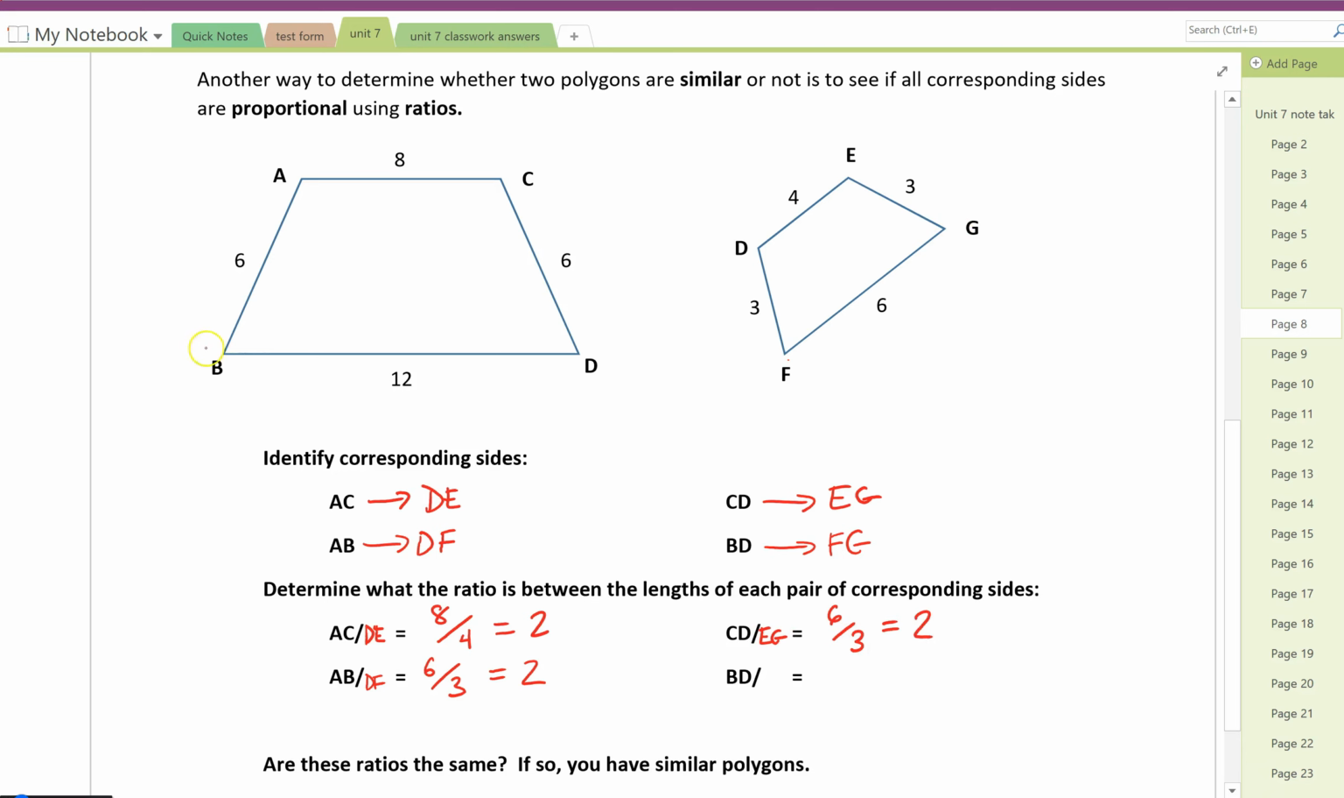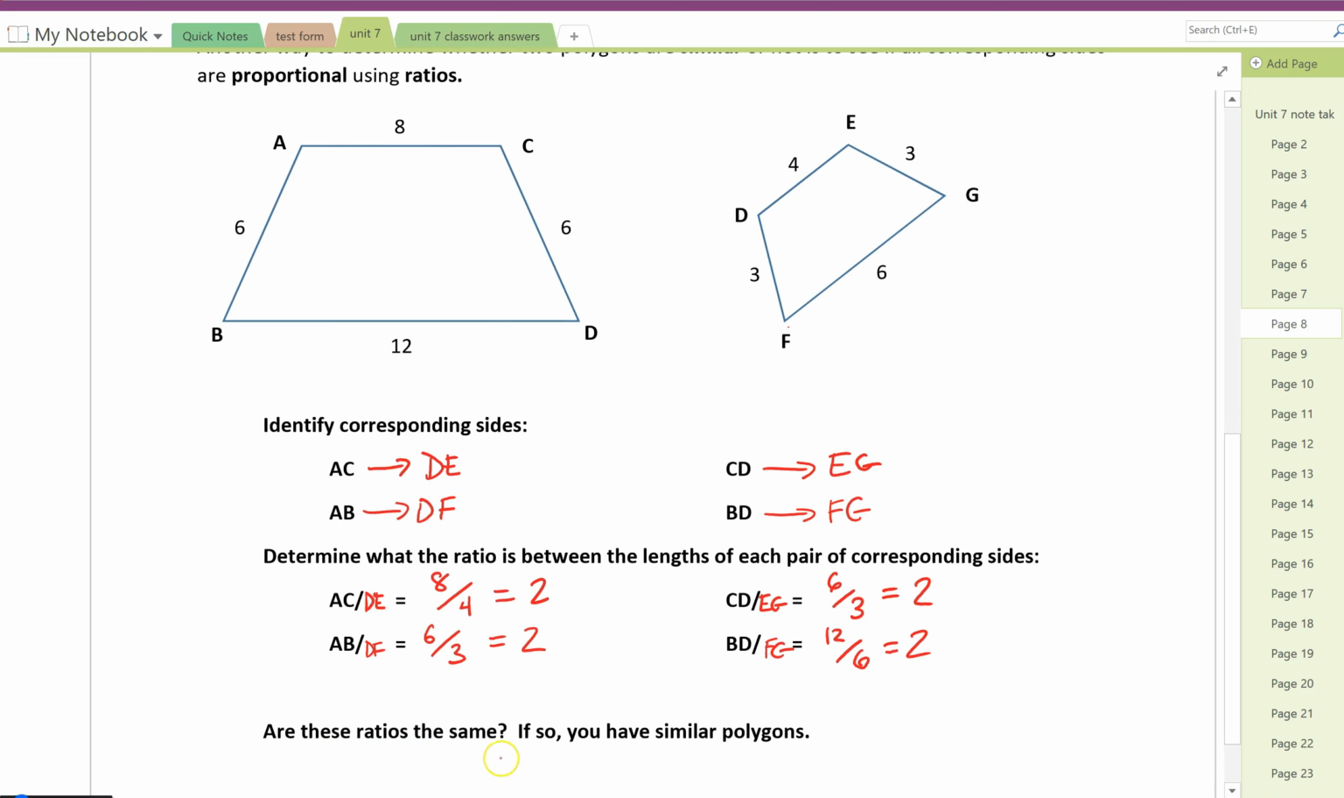And then last, I have the two bottom sides. BD is 12, FG is 6. 12 divided by 6 is 2. Okay, so then this question down here at the bottom, are these ratios all the same? The answer is yes. The ratio between every pair of corresponding sides is 2. And so what that means is that trapezoid ACDB is similar to DEGF. And yeah, the letters are a little bit out of order there, but that doesn't matter.